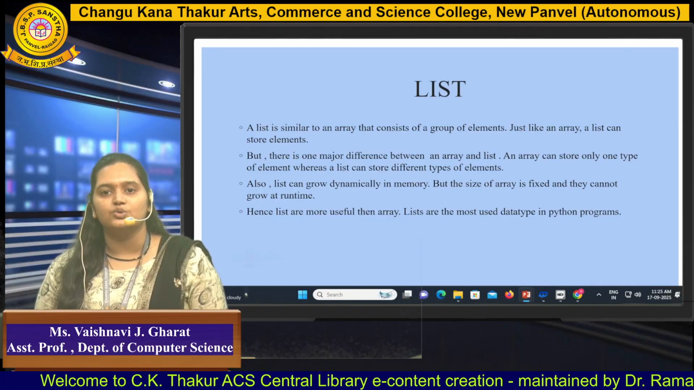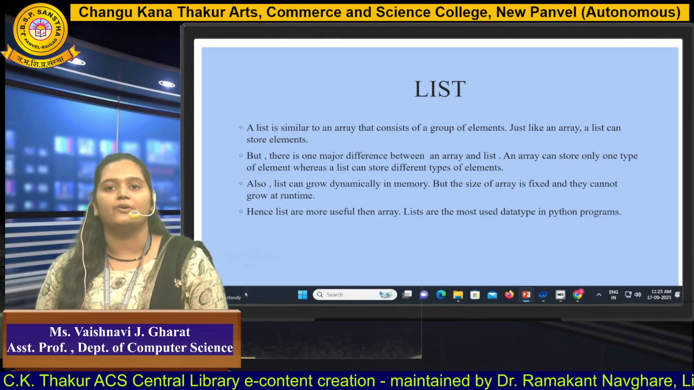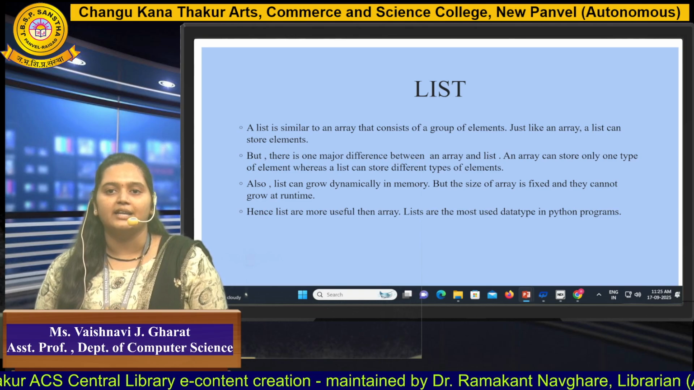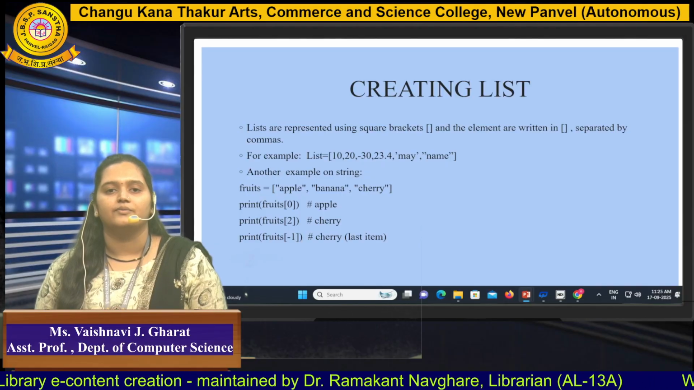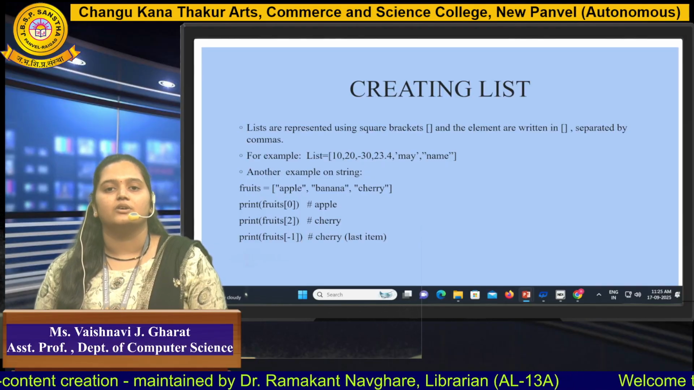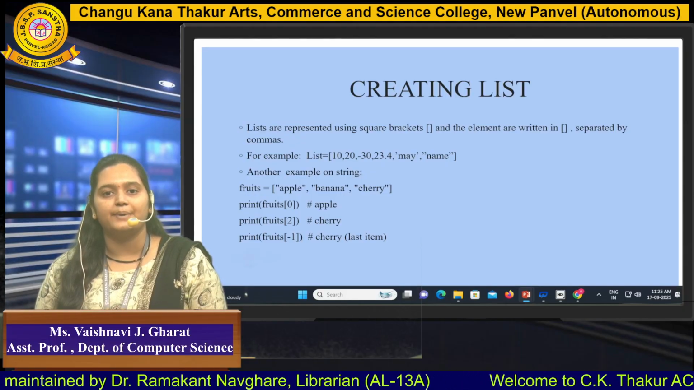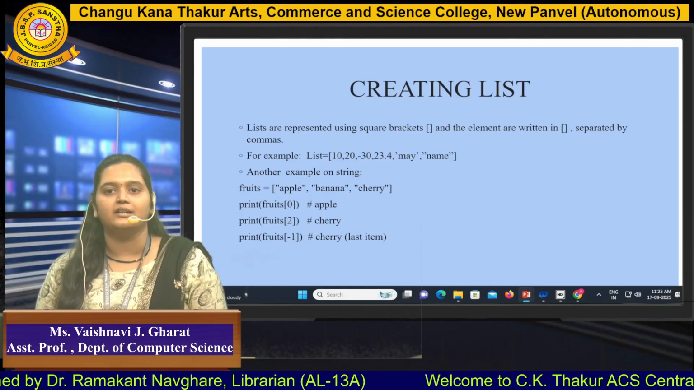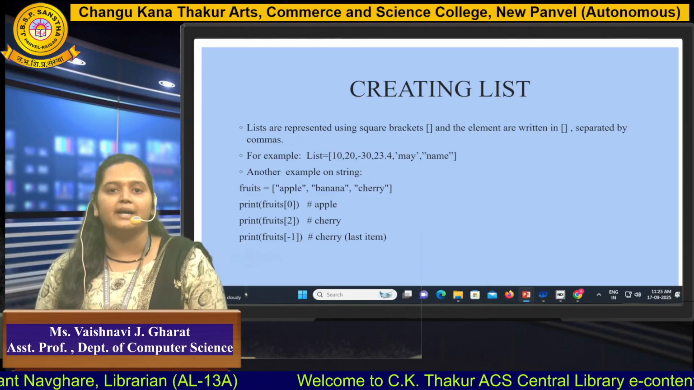Lists are the most used data type in Python. In short, what is a list? A list is a group of elements that is better than an array. Next, creating a list. Whenever we create a list, how do we define it? We use square brackets. Lists are represented using square brackets, and the elements are written in square brackets and separated by commas.